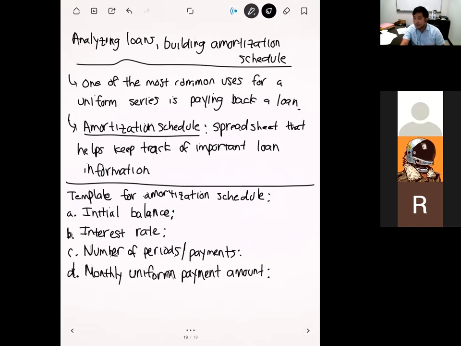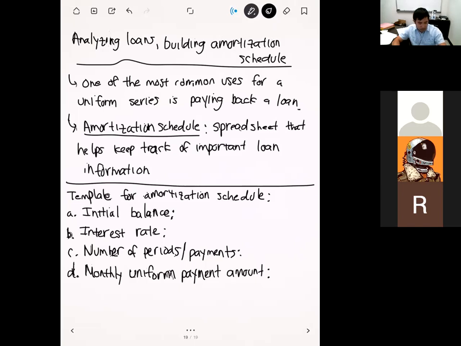I know in all the examples we've done so far, the periods have been years, but traditionally when you pay back a loan, you usually pay in monthly installments. There are some loans that you pay once a year, but usually it's a monthly amount. That doesn't change anything in our analysis. We're still going to use whole values of n, and just know that the n's for these represent months instead of years.